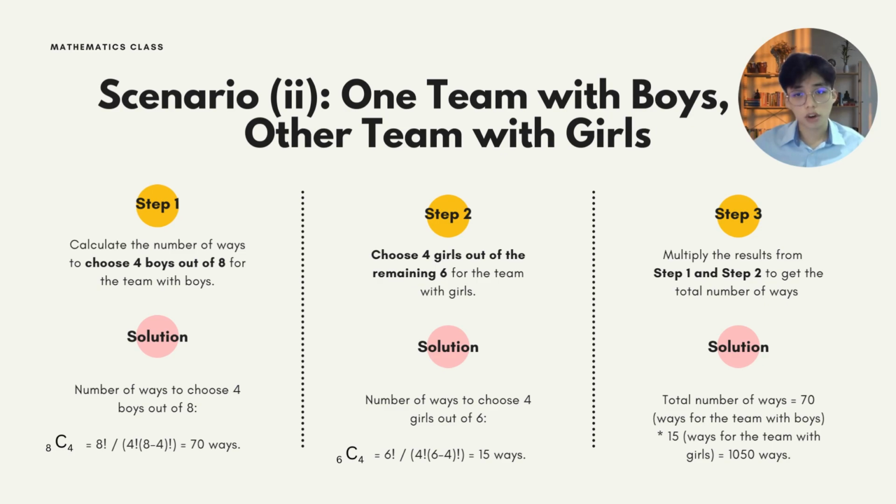In this scenario, 1 team must contain boys only, and the other team must contain girls only. For this scenario, we'll also split the solution into 3 simple steps. For step 1, we'll calculate the number of ways to select 4 boys for the first team, and the total number of boys in the class is 8. So the number of ways to choose 4 boys out of the 8 boys is 8 combination 4, which is 70 ways. Next, we'll calculate the number of ways to select 4 girls for the second team. So the number of ways to choose 4 girls out of 6 girls is 6 combination 4, which is 15 ways. Finally, we'll multiply the results from step 1 and step 2 to get the total number of ways to select the 2 teams. The number of ways is 70 for the boys-only team and 15 ways for the girls, and the result will be 1,050.